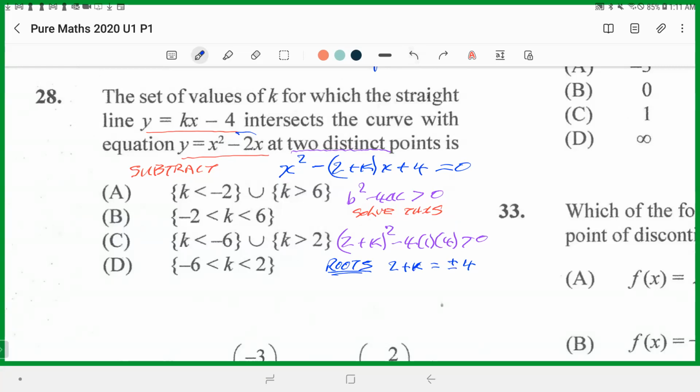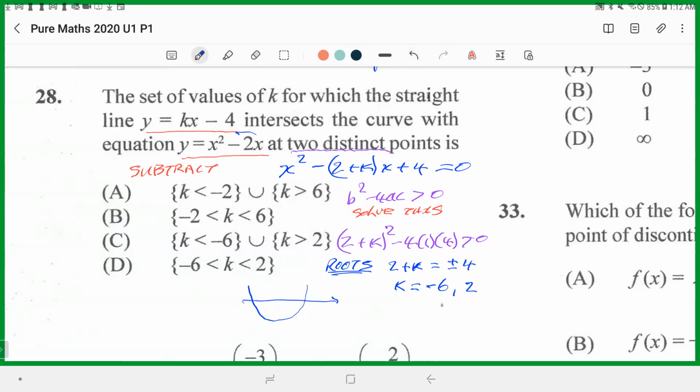So based on that, we want k to be the subject, we want to carry away the 2. We carry away the 2, we want to actually minus it from the 4. So the k is going to be minus 4 minus 2, which is negative 6, and also 4 minus 2, which is 2.